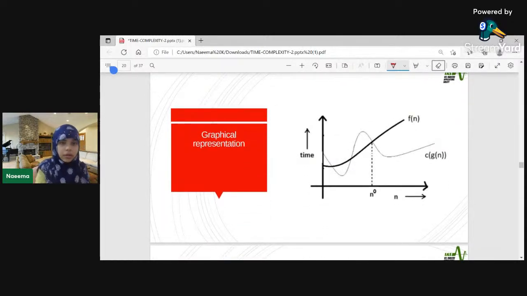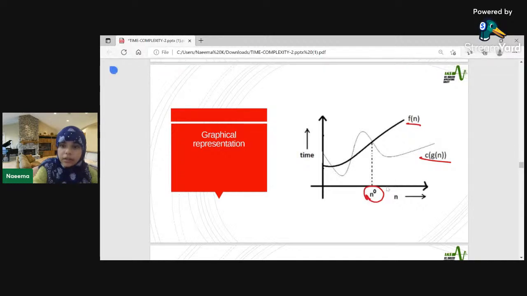Moving on. Here's a graphical representation of big omega. Here, f(n) is always above c g(n), just like what we saw in the definition, after a certain value n naught, for any n that is greater than or equal to n naught. You know that n represents the size of input, and the y-axis has time, the runtime of the algorithm. So for any n that is greater than or equal to n naught, f(n) is always above c g(n), and that's exactly what the definition of big omega says.